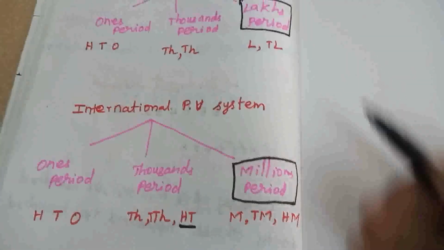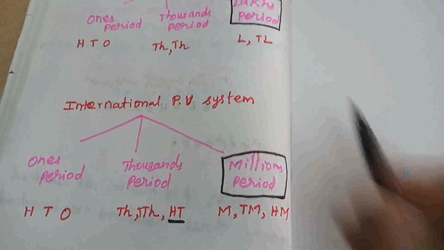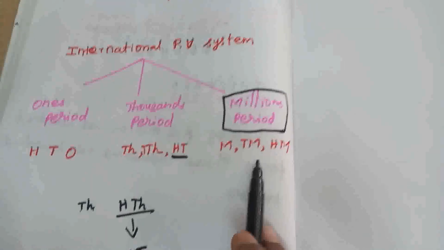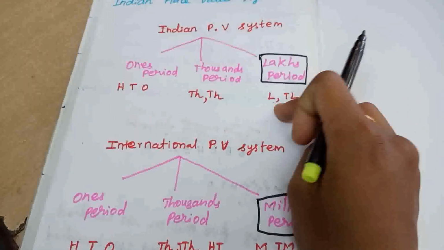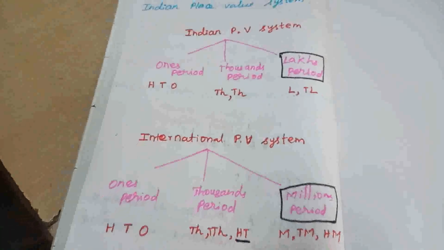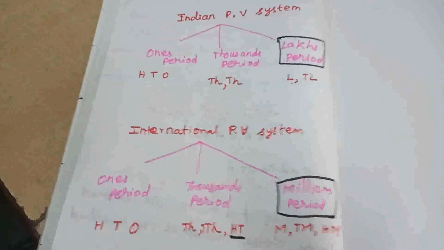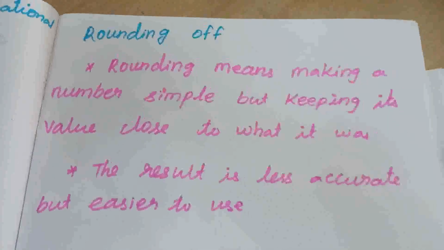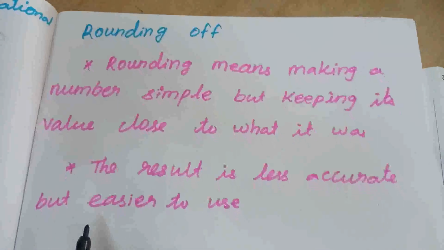Third difference is that we have totally different periods. That is the lakh period: lakh, ten lakh. Here the million: million, ten million, hundred million. So these are the differences between the Indian place value system and the international place value system. Any doubts you have? Okay, super. Next we have to see rounding off. Next topic is rounding off.